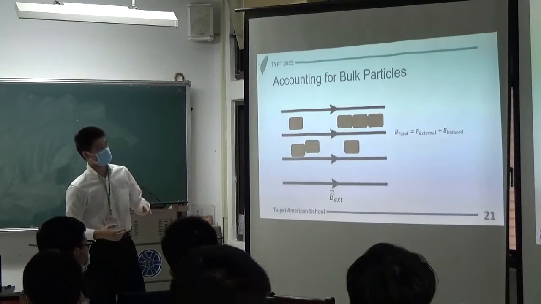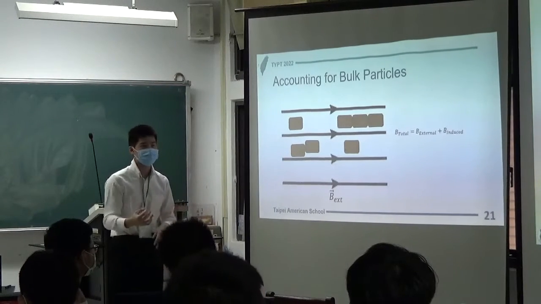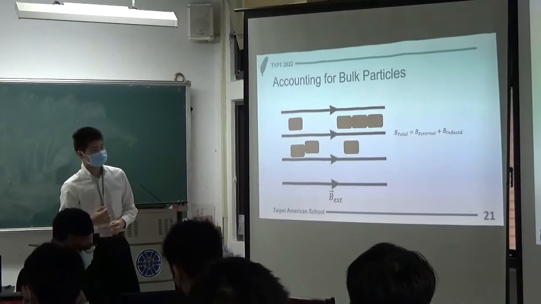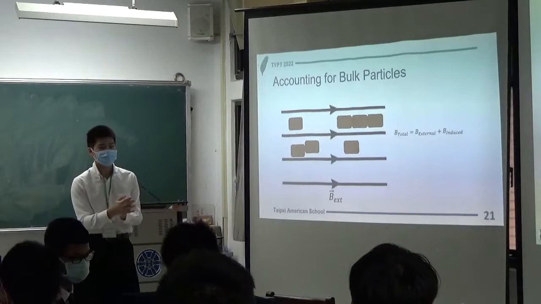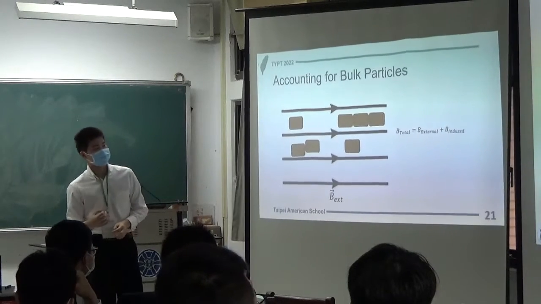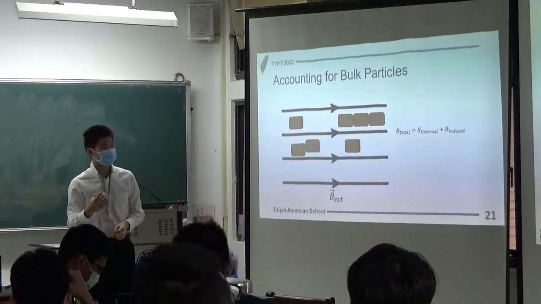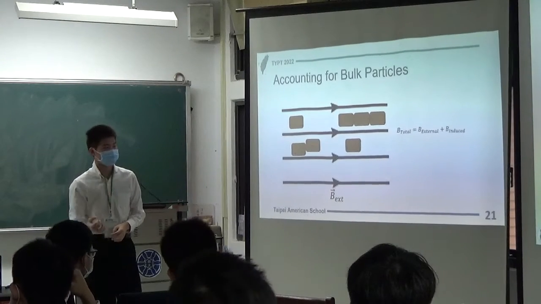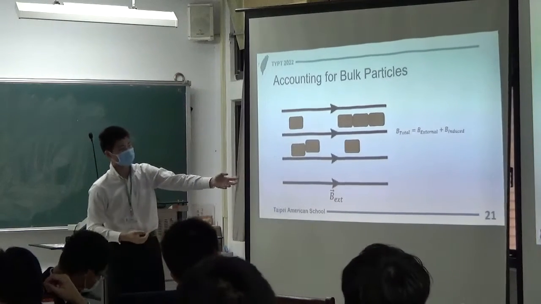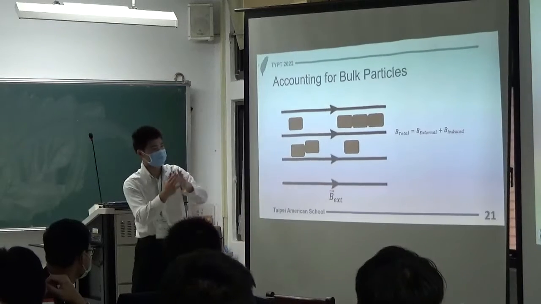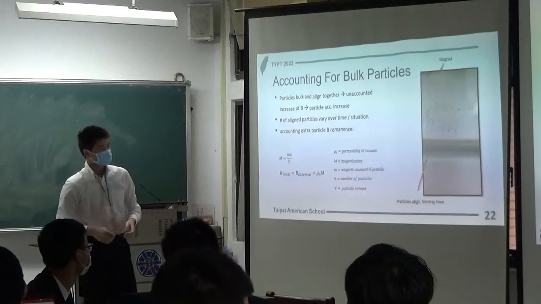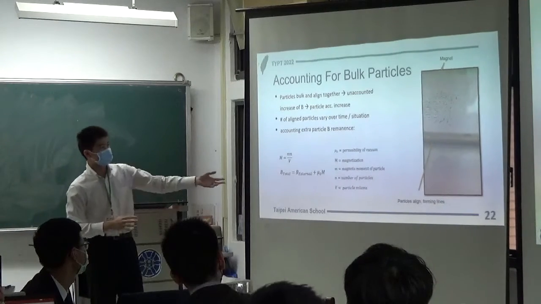So the first one we have to account for is bulk particles. What this means is that sometimes a lot of particles bulk together because they generate an induced B field after they get magnetized by the external B field, which is from the permanent magnet. As you can see, this is a simple depiction of what is going on. So different particles, because of their induced B fields, are attracted to each other in alignment.